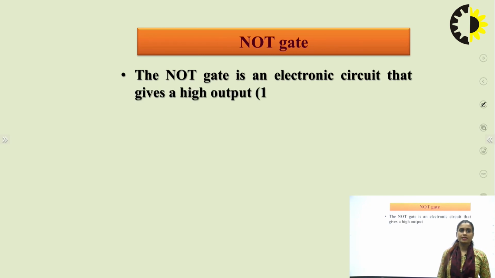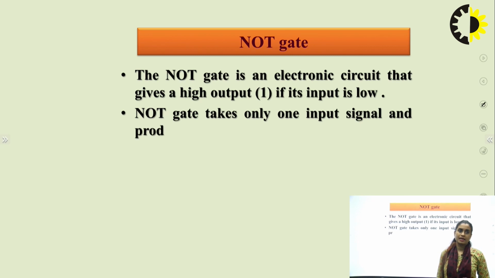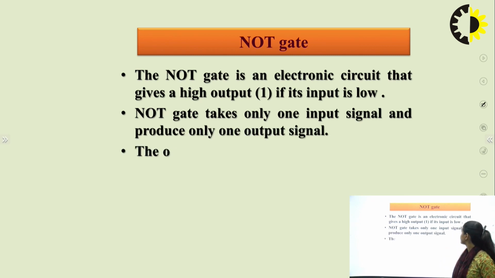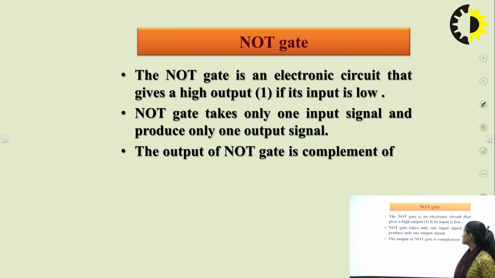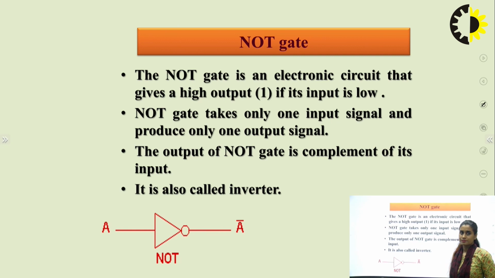The NOT gate is an electronic circuit that gives a high output if its input is low. NOT gate takes only 1 input signal and produces only 1 output signal. The output of NOT gate is the complement of its input. As discussed earlier, it is also called an inverter. So it will have only 1 input and the output will be the inverse of it.